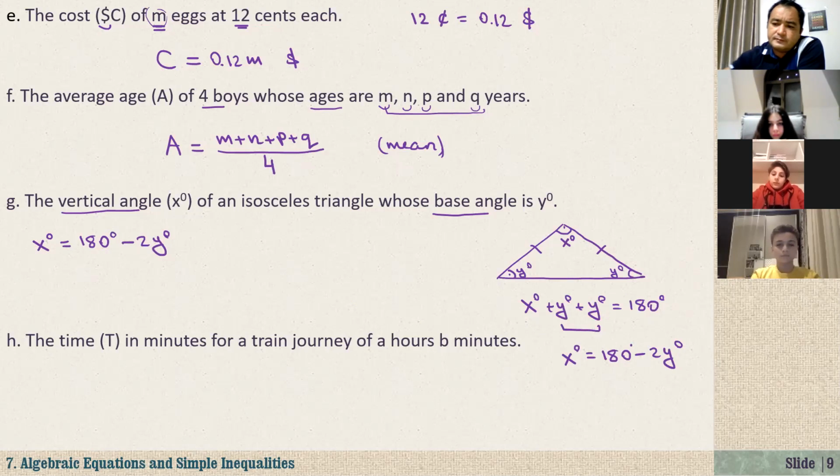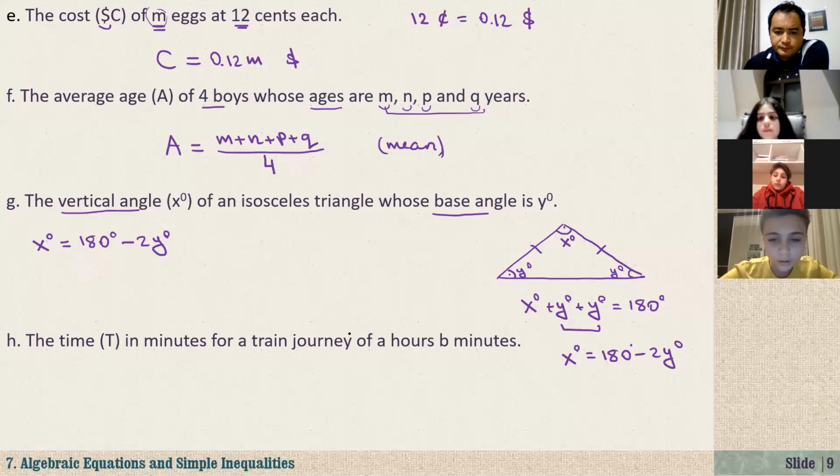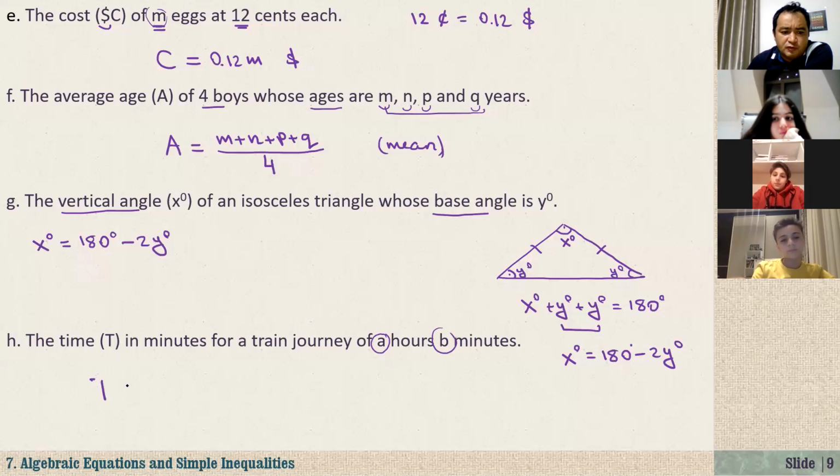Ibrahim, your turn. The time in minutes for a train journey of A hours and B minutes. But your answer must be in minutes, right? So T equals A hours plus B minutes, right?